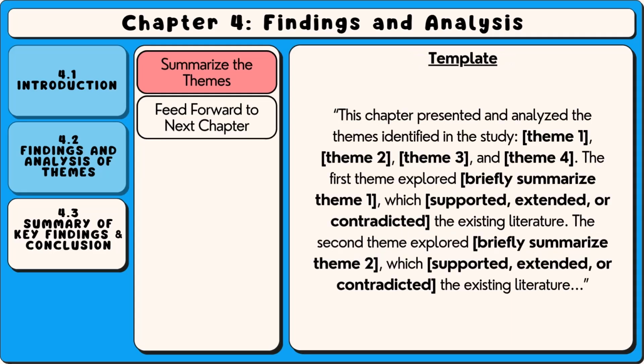Here's a template. This chapter presented and analyzed the themes identified in the study, theme 1, theme 2, theme 3, and theme 4. The first theme explored, and then briefly summarized theme 1, which supported, extended, or contradicted the existing literature. The second theme explored and briefly summarized theme 2, which supported, extended, or contradicted the existing literature, and then continued that for all of your key themes.